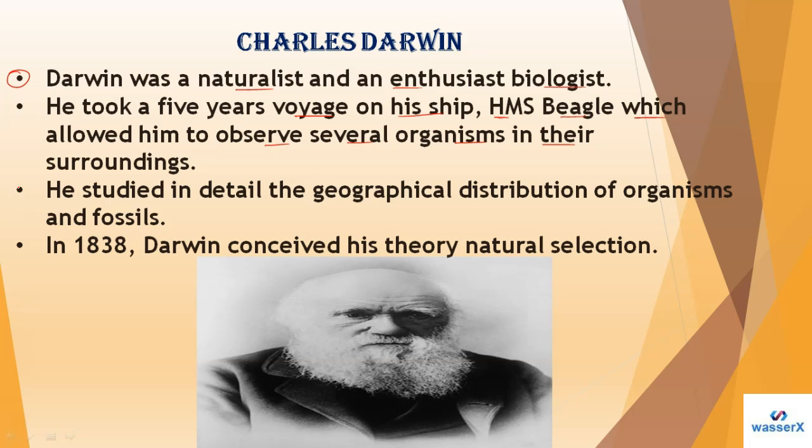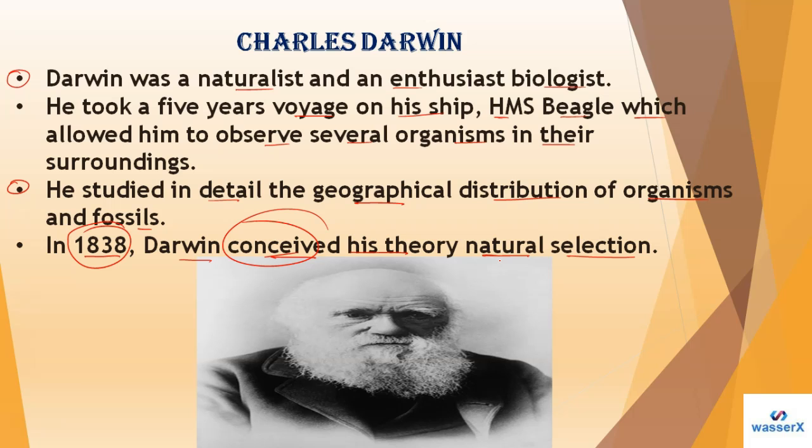So here we have the next point. He studied in detail the geographical distribution of organisms and fossils. Then, as you can see, in 1838 Darwin finally conceived his theory, that is, natural selection. Conceived means he got the idea of his theory of natural selection.